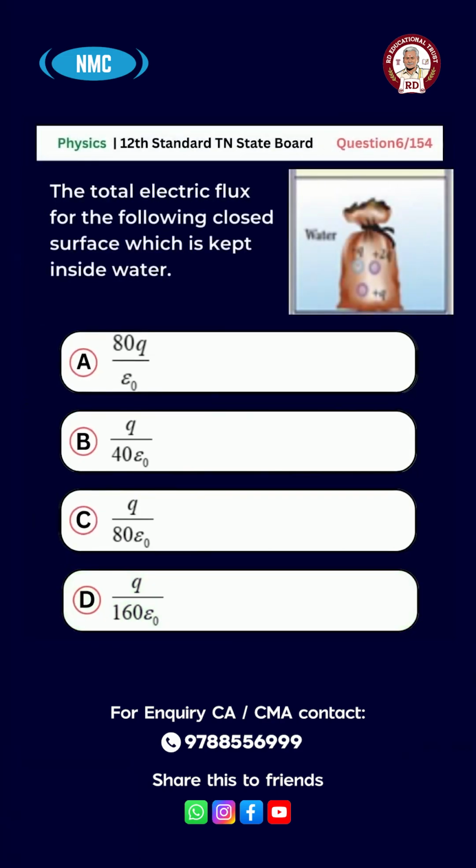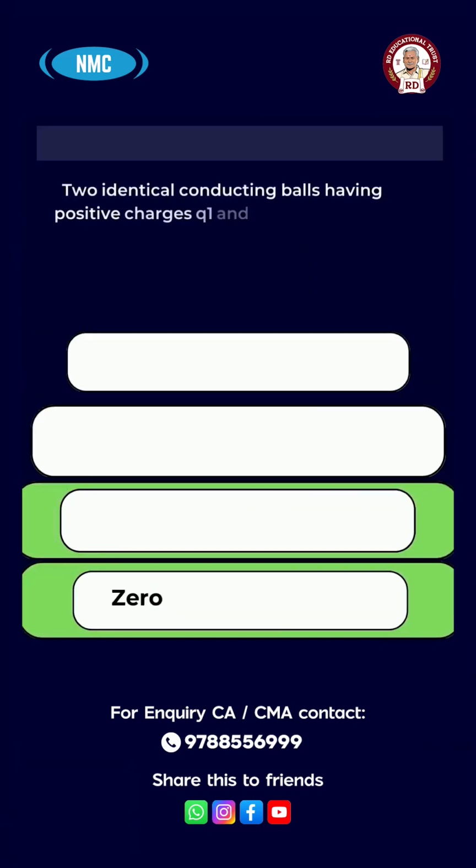Question number 6. The total electric flux for the following closed surface which is kept inside water. Option A, 80 Q by epsilon naught. B, Q by 40 epsilon naught. C, Q by 80 epsilon naught. D, Q by 160 epsilon naught. And the right answer for this question is B, Q by 40 epsilon naught.